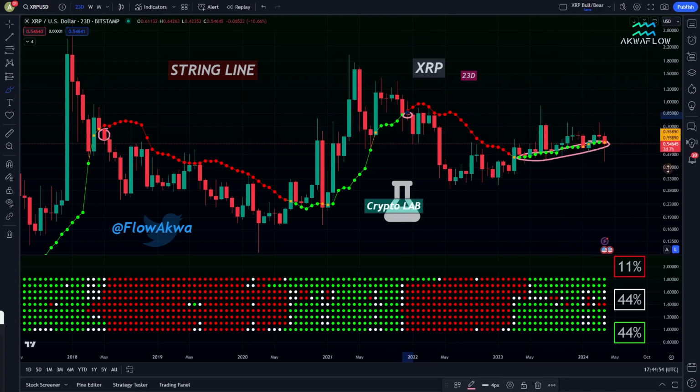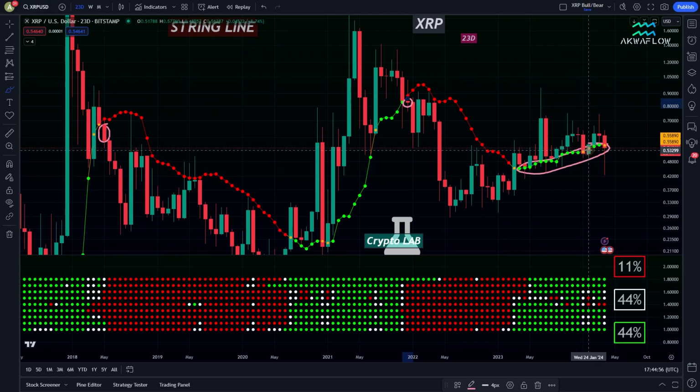That's why as long as XRP is able to keep the bodies above the line, we are good, guys, and we can stay hopeful for the future. But I'm not going to lie, the current situation is very tight and very tense, and we'll know the outcome very soon.